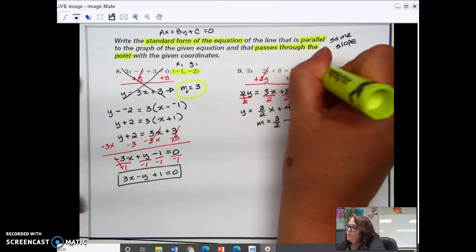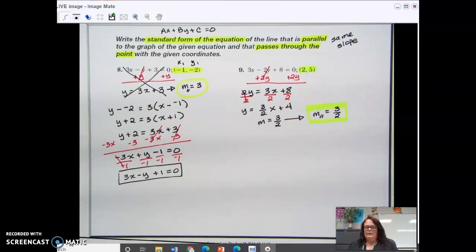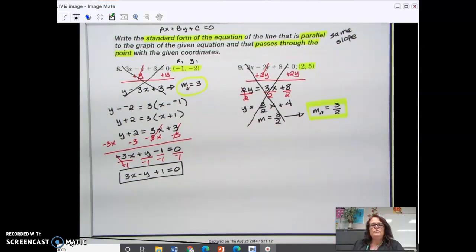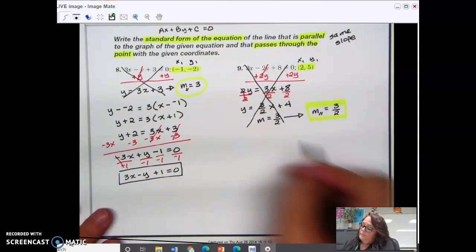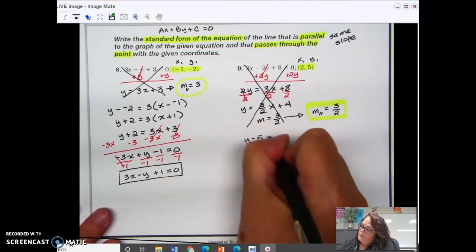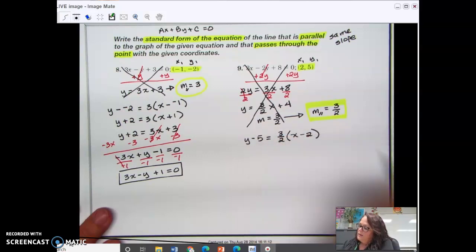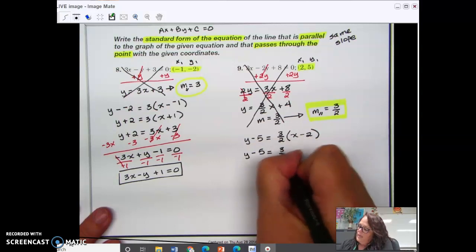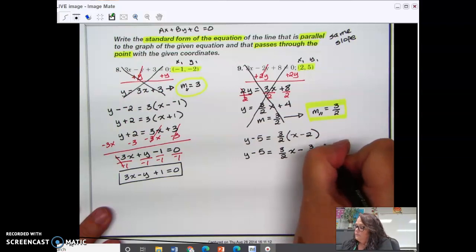So we're going to use this point that it goes through and this slope that helps me be parallel to that line. And now that I've done that, I don't need this anymore. So I always cross it out so that I don't get confused. So again, I'm going to go ahead and use point slope formula. So this is x1 and y1. So I get y minus 5 is equal to 3/2 times x minus 2. So if we distribute the 3/2, we get y minus 5 is equal to 3/2 x minus 3/2 times 2.